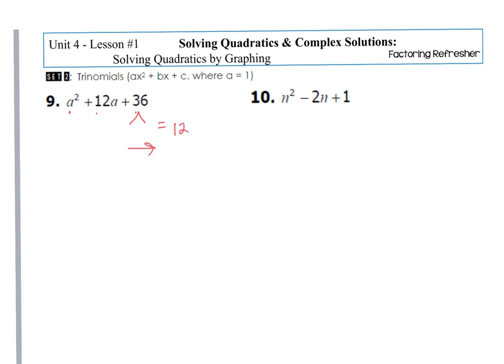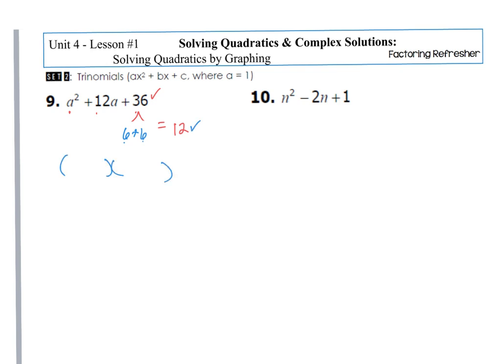So what multiplies to 36? I know that 12 times 3 make 36, but 12 plus 3 would make 15, not 12. So we don't like that. It's not going to be 12 and 3. Okay, so what else multiplies to 36? Let's check. 6 times 6. 6 times 6 makes 36, and 6 plus 6 add to 12. So we've found our two numbers that we need.